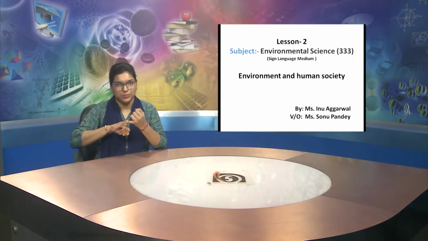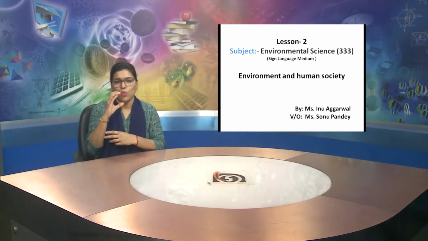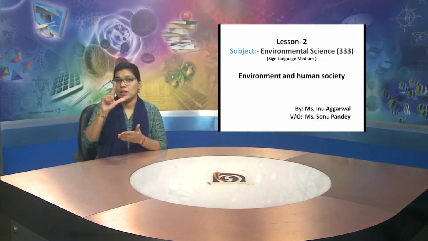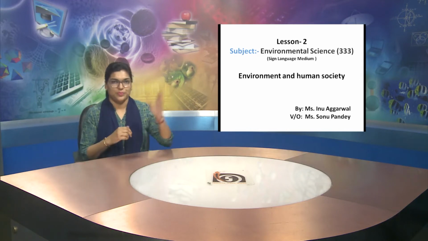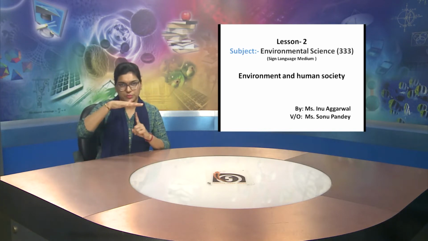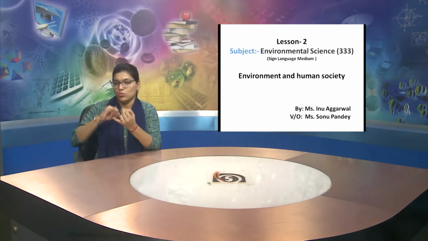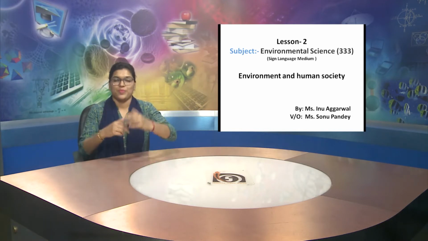Today we are going to do subject EVS. This is for senior secondary level and the code number for this subject is 333. Today we are going to do lesson number 2. The lesson name, as you can see on the screen, is Environmental Science. The lesson name is Environment and Human Society.